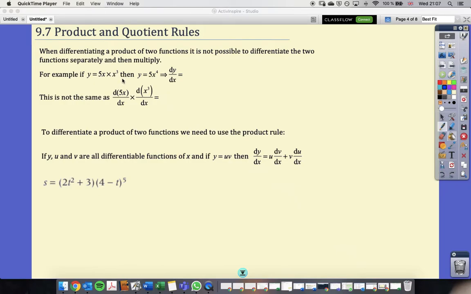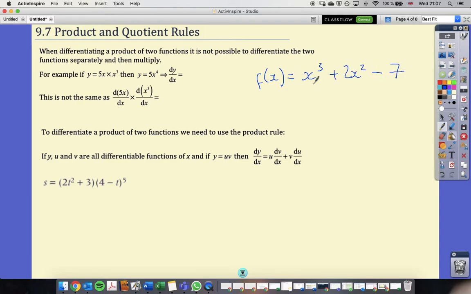Today we will look at another two differentiation techniques. They're the product and quotient rules. So far we have differentiated functions that have been added together or subtracted. So we might have looked at finding the derivative of something like this.